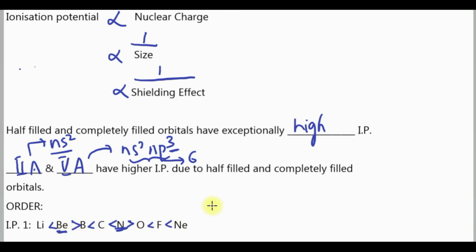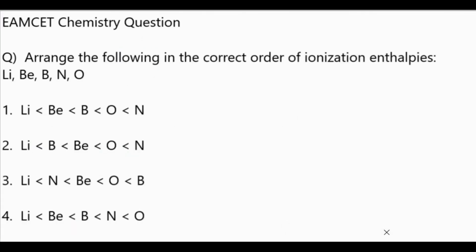So the answer to that question will be lithium less than boron, boron less than beryllium, beryllium less than oxygen, and oxygen less than nitrogen. So what will be the answer to this question? It will be option 2.